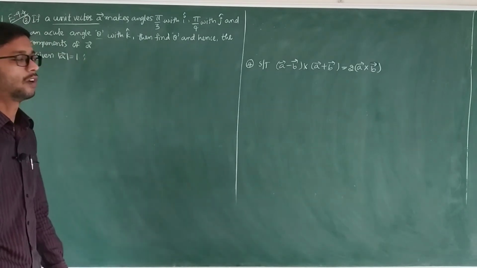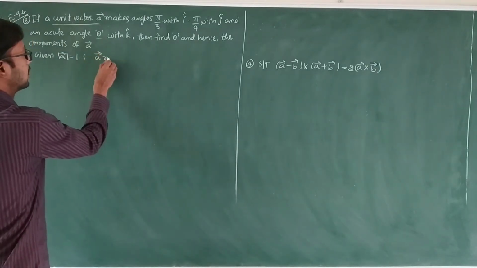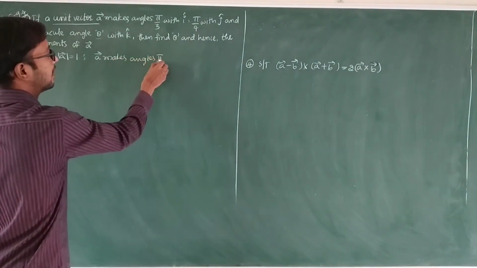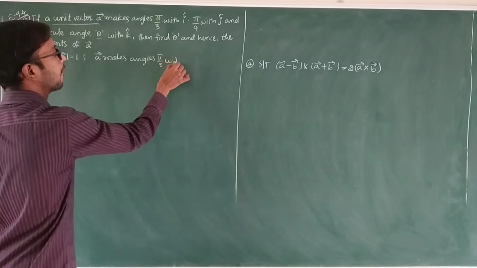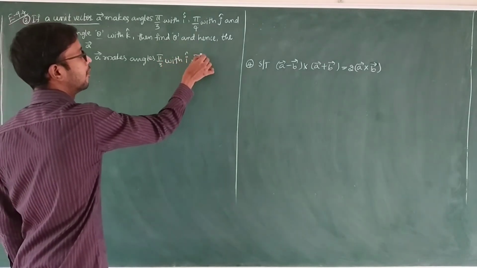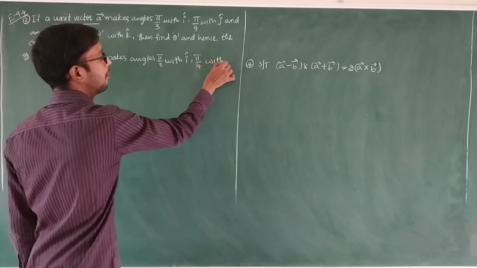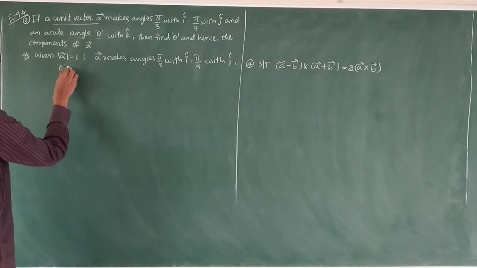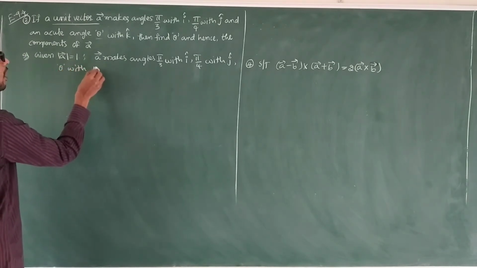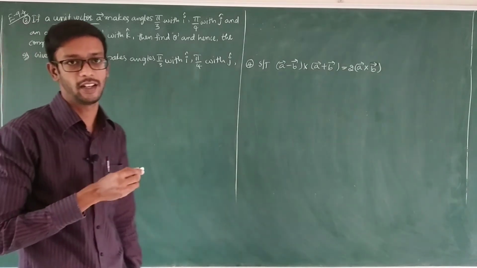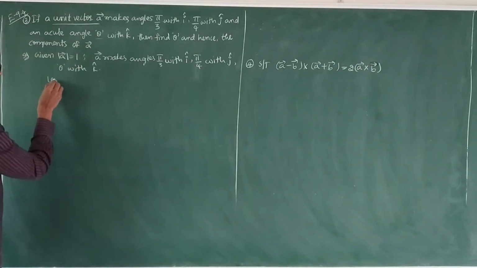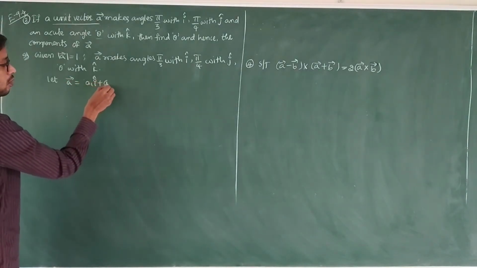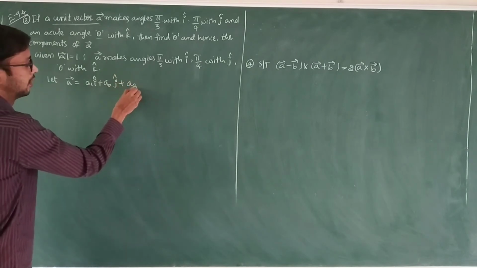Magnitude of A bar equal to 1, and A bar makes angles pi by 3 with I cap, pi by 4 with J cap, and acute angle theta with K cap. You have to find the theta value. For that purpose, I first write the component form: A bar is equal to A1 I cap plus A2 J cap plus A3 K cap.